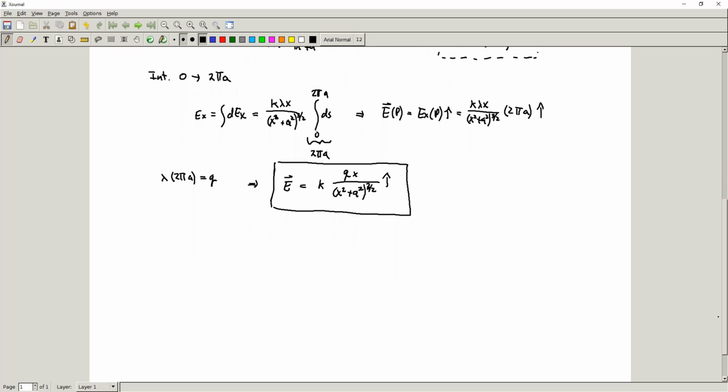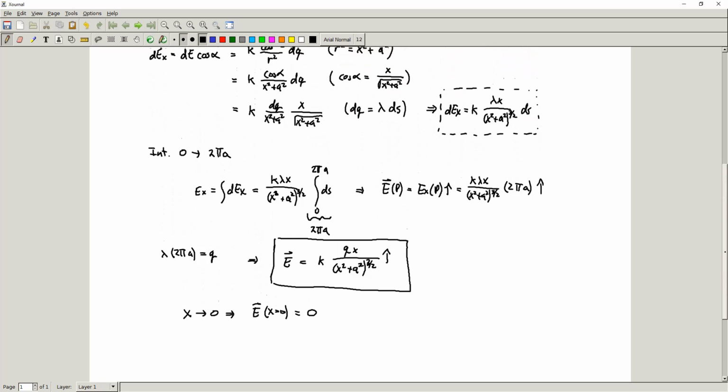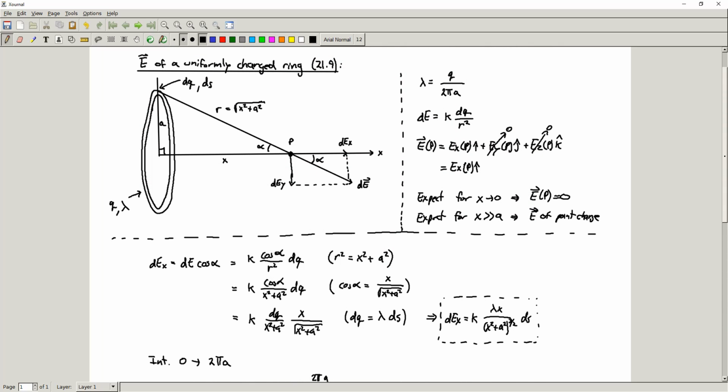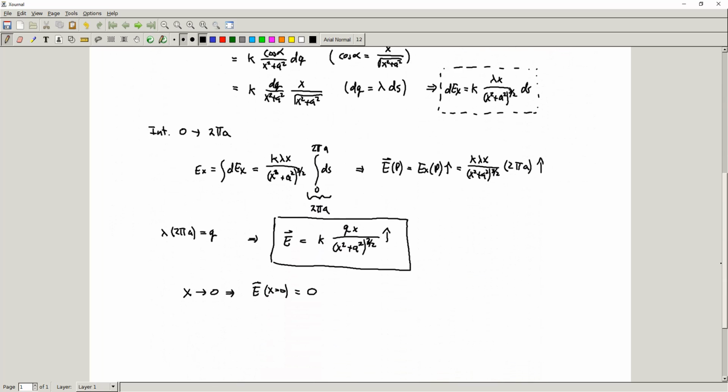So let's take a look at what we were talking about before. Do we regain what we expect if we let these numbers run? So let's say at x equals 0, right? What do we get when we let x equal 0? Well, we can see right away that x going to 0 implies that our numerator goes to 0, and so this whole thing goes to 0. It implies that the electric field at x equals 0 is equal to 0. Okay, and for the same reasons we talked about before, at the very center of the ring, all these contributions cancel out, and we end up with no electric field at that very center point.